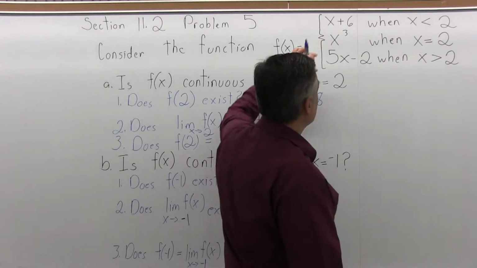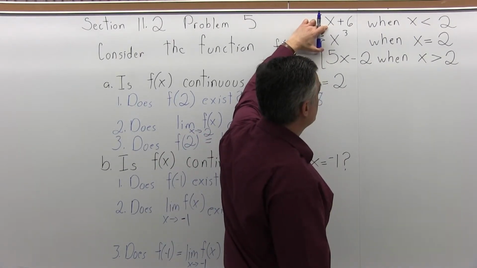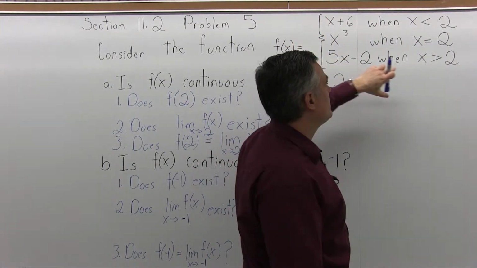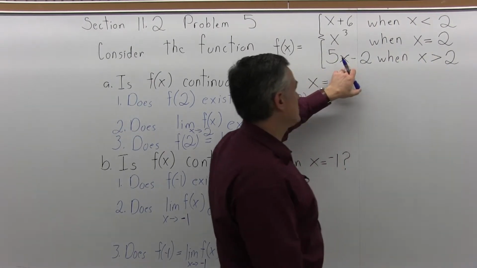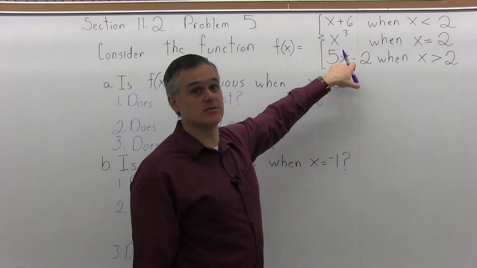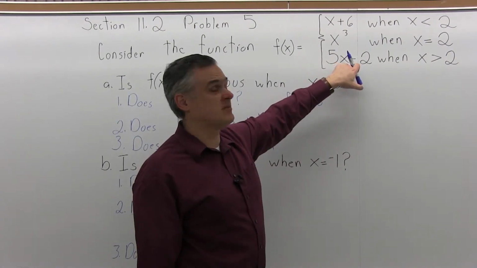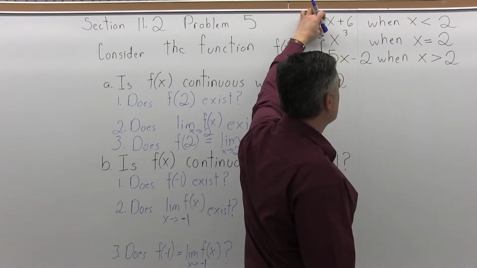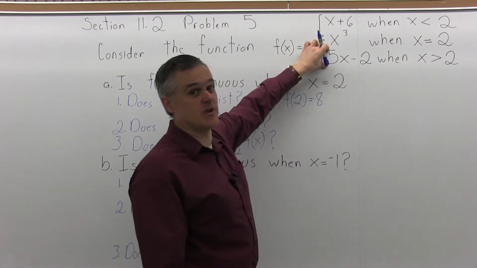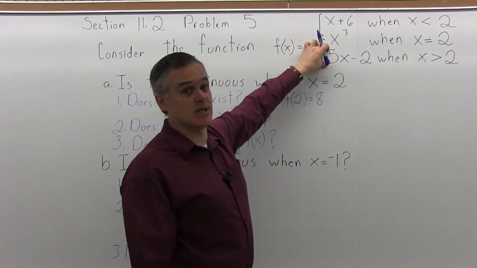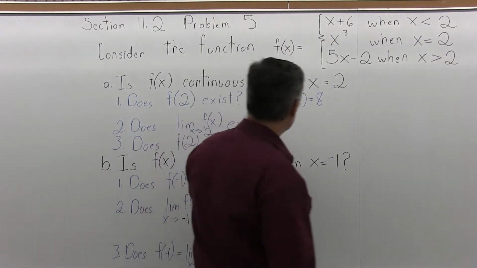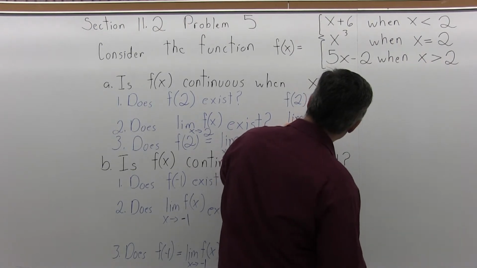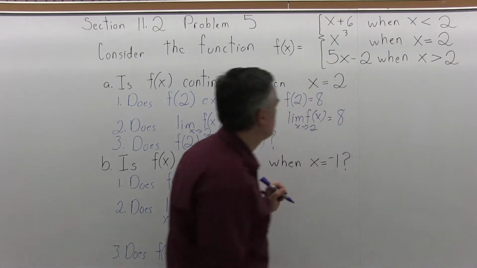So from the top branch, as I put in values fairly close to 2, the output's going to get fairly close to 2 plus 6, which is 8. Now on the bottom branch, as I put in input values fairly close to 2, the output's going to get fairly close to 5 times 2 minus 2. 5 times 2 is 10, minus 2 is 8. So as I get very close to 2 with values slightly less, the output is getting close to 8. As I get very close to 2 with input values slightly larger than 2, the output's also getting close to 8. So the answer is yes, the limit does exist. The limit of this function as the input approaches 2 is equal to 8.